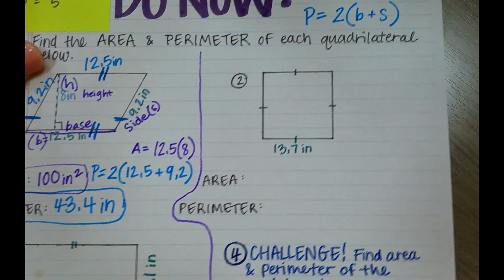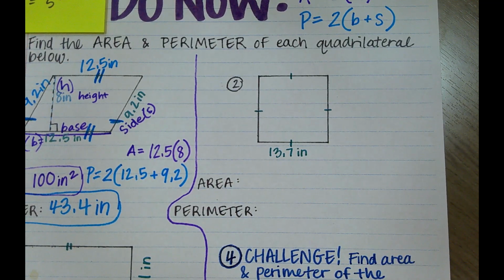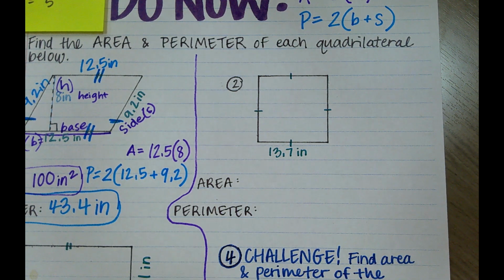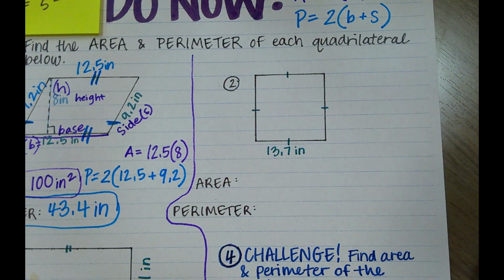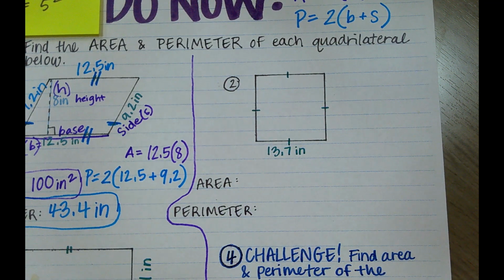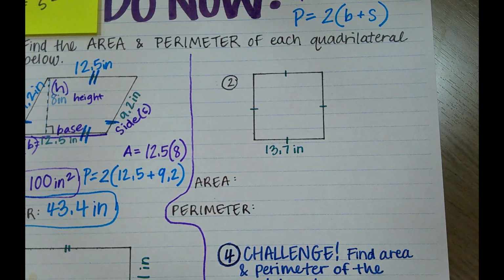Okay, number 2 is special, because it has nothing. Nothing. Or does it? There's hidden information. They're all the same size. How do you know these are all the same? Because they all have the same tick marks. It's also a square.